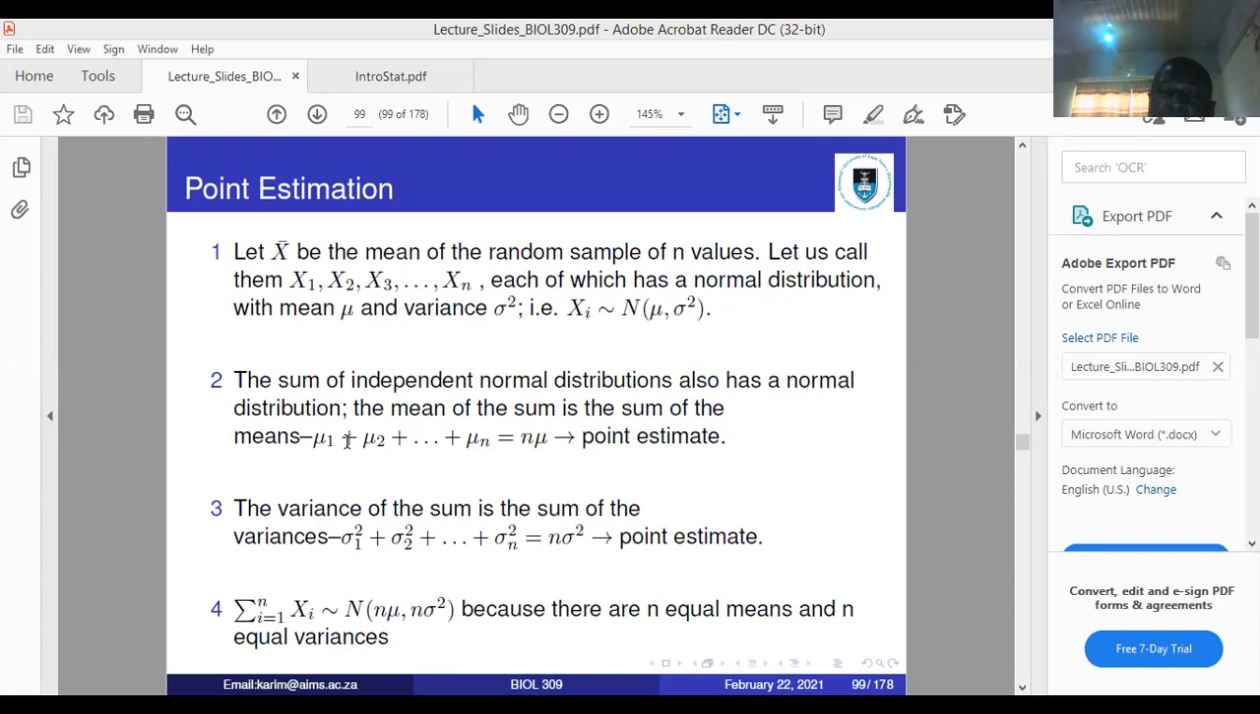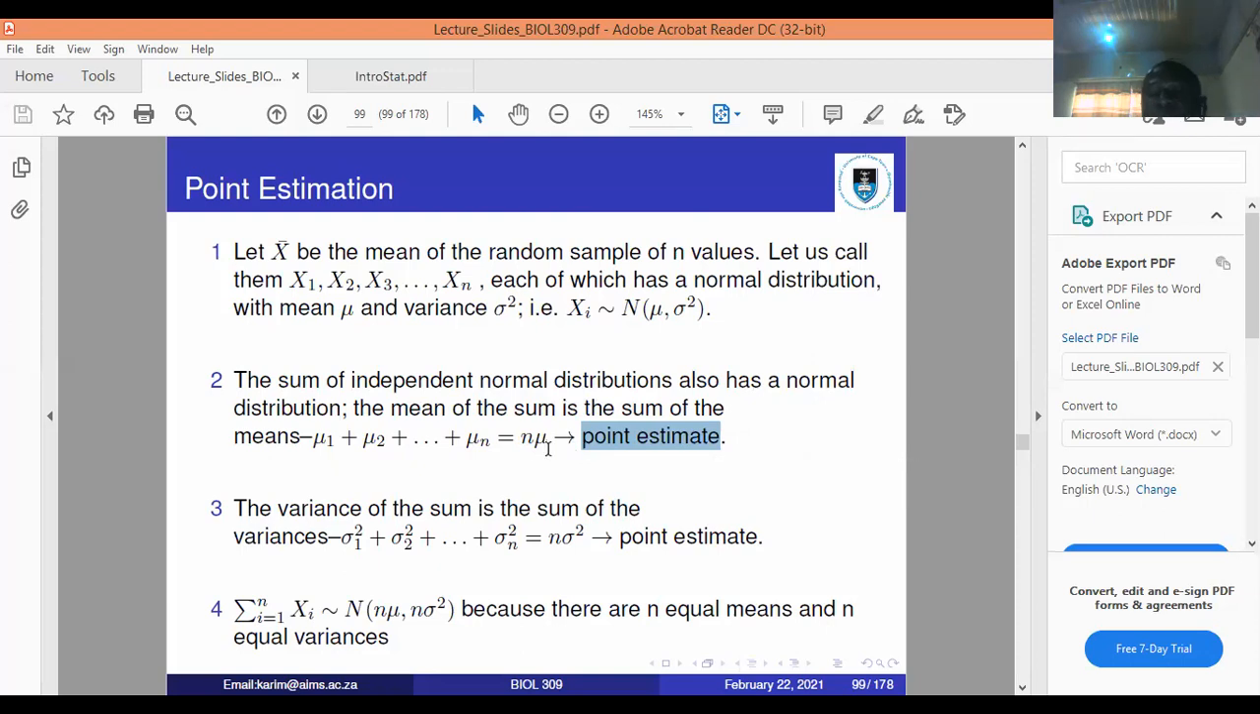If we assume that x1, x2, all of them have the same mean, then we are going to have mean 1 plus mean 2 up to mean n. That is going to be n times the mean, because you are summing the means: x1 has its mean 1, x2 has mean 2, up to the final xn, which has mean n. We are assuming they are the same, so we just have n times the mean. And this is a point estimate.